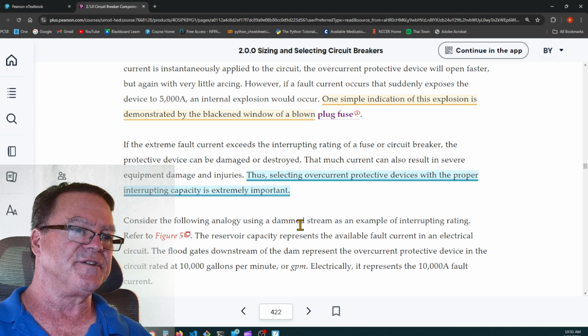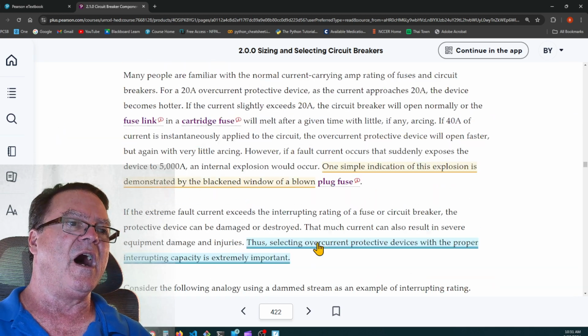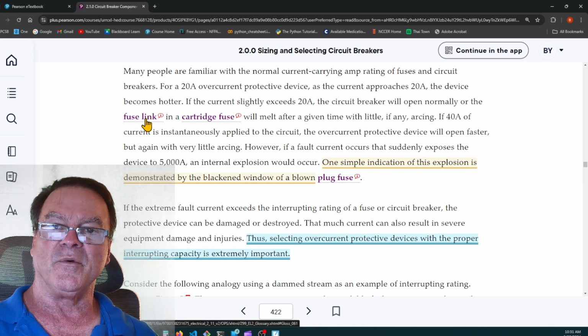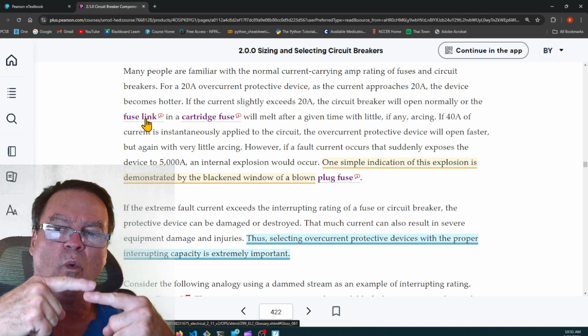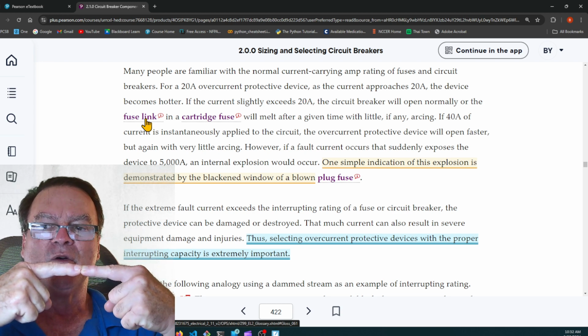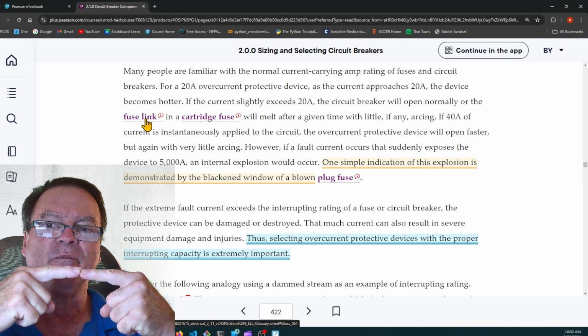Consider the following analogy using a dammed stream. All right, for figure 5, I will say this: fuses are remarkable. They really are. Think about it. They have a melting alloy. When you get higher than 20 amps, that fuse link will start to heat up and it will melt. It'll break apart.